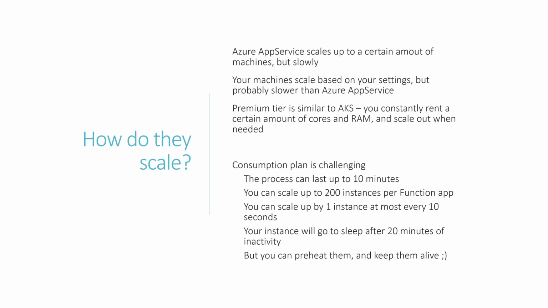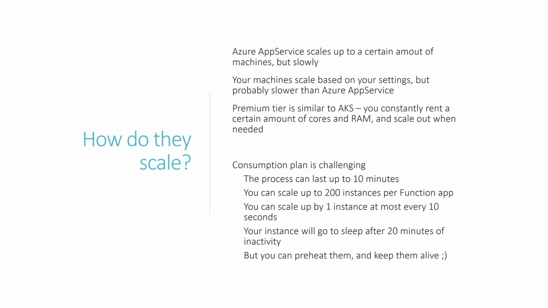So let's focus on the consumption plan. The process can last up to 10 minutes. After that, your process is being terminated. You can scale up to 200 instances per function app. And remember, a function app can have multiple functions in it. And you can scale up by one instance at most every 10 seconds. So those are the problems. Another one is your instance will go to sleep after 20 minutes of inactivity.